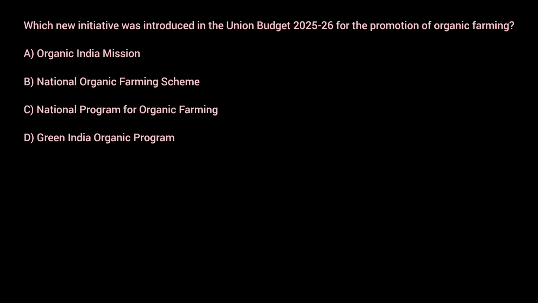Which new initiative was introduced in the Union Budget for the promotion of organic farming? Option A, Organic India Mission. Option B, National Organic Farming Scheme. Option C, National Program for Organic Farming. Option D, Green India Organic Program. Here, the correct option is option A.